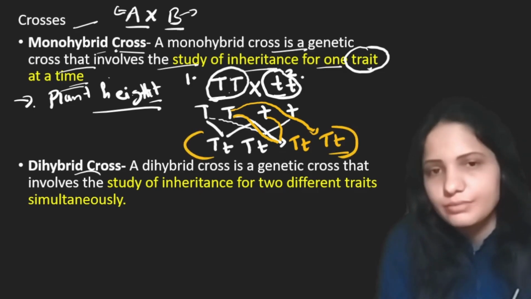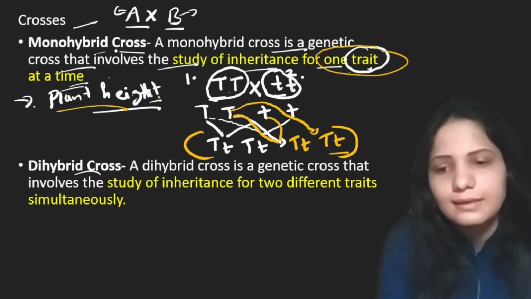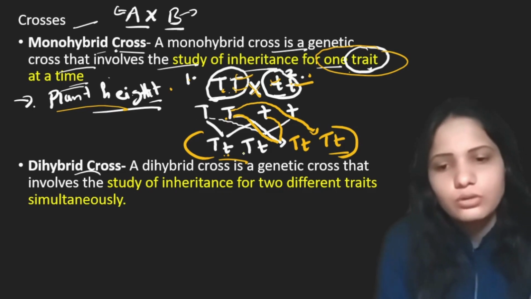This is monohybrid cross, in which we have considered only one trait, like we consider plant height trait. These are parent 1 and parent 2. These two parents are crossed, and after crossing we have got these results: T, T, then T, T, again this T, this T, this T, this T. So these are the results.